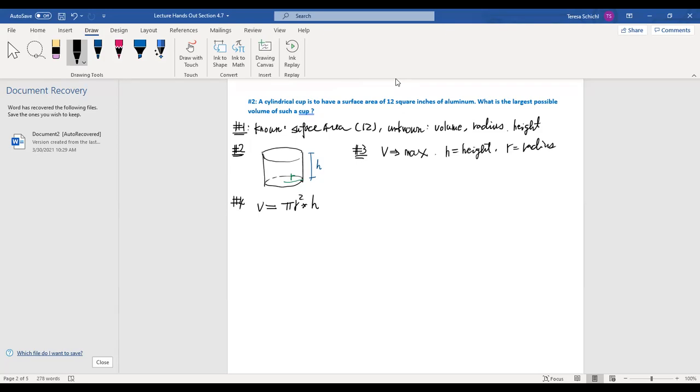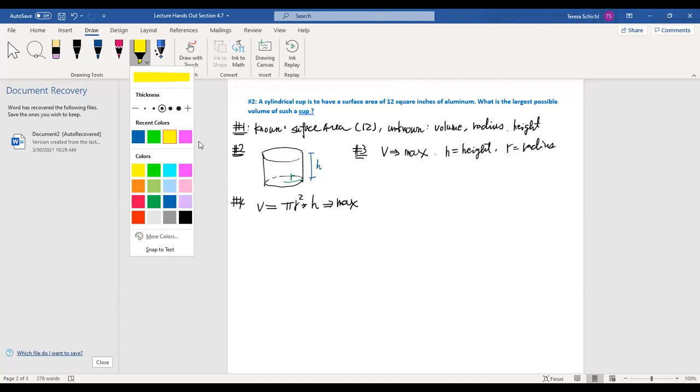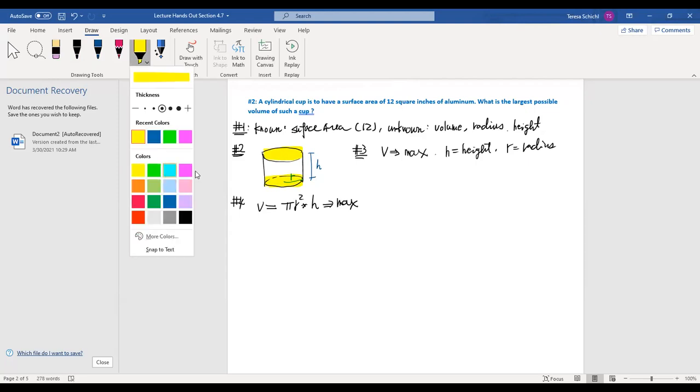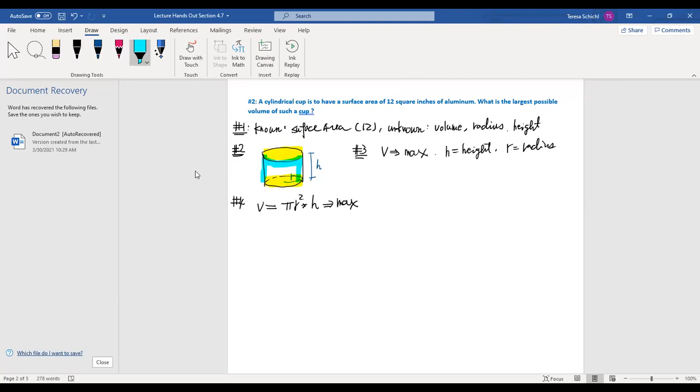Now I want to find the relation between the height and the radius. V is what we want to maximize. Let's see how to convert one variable to another. We know the total surface area is 12. For a cylinder, the surface area includes the bottom and the top, and also the surface around the side.